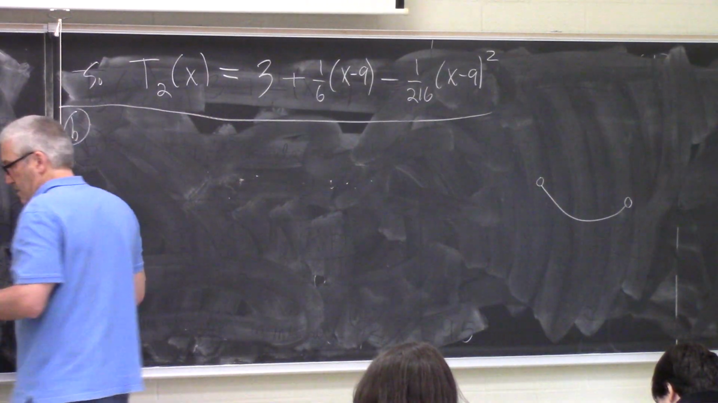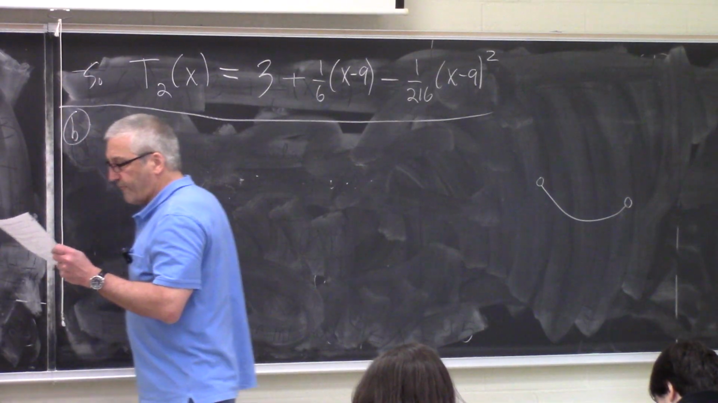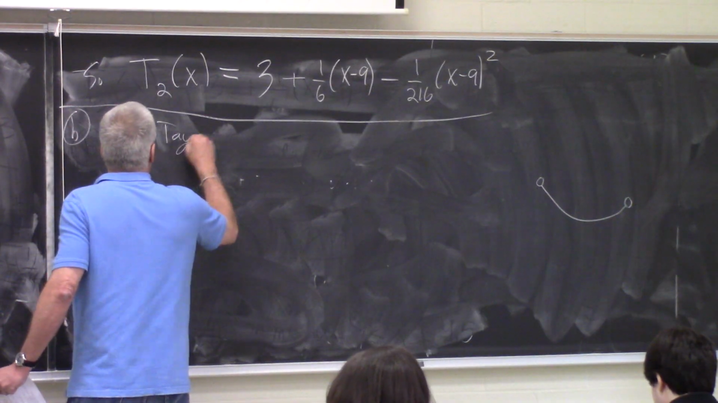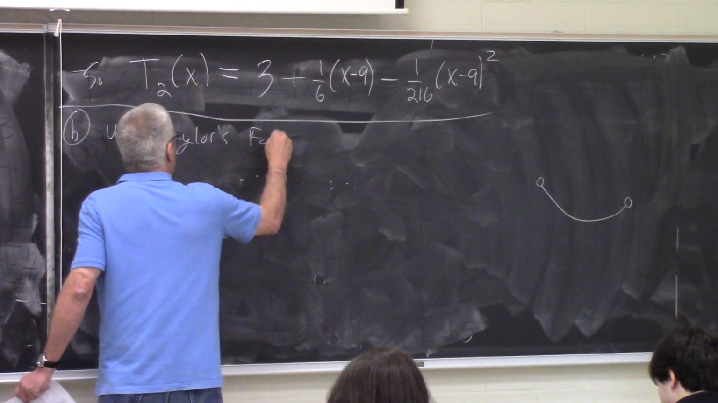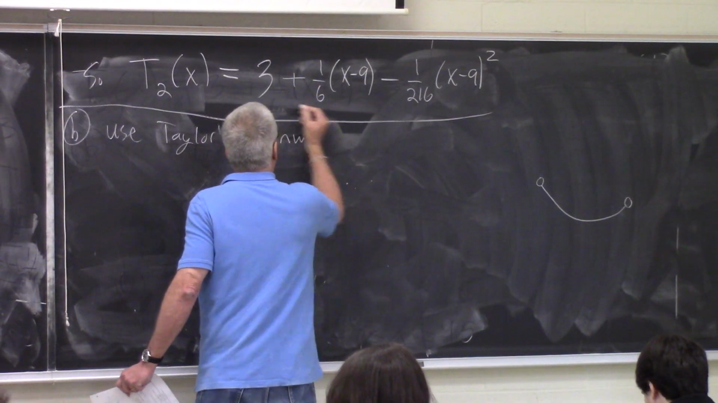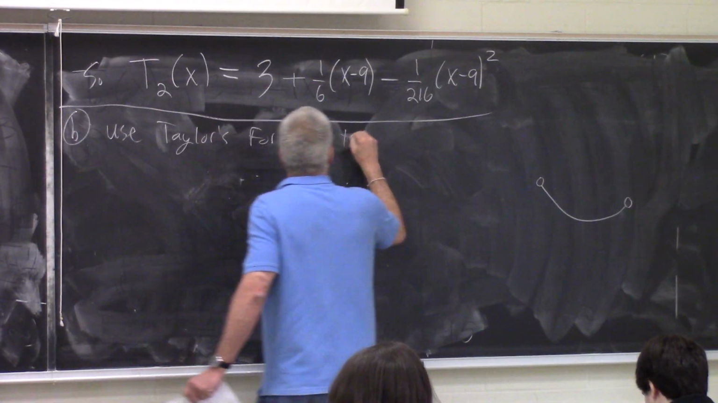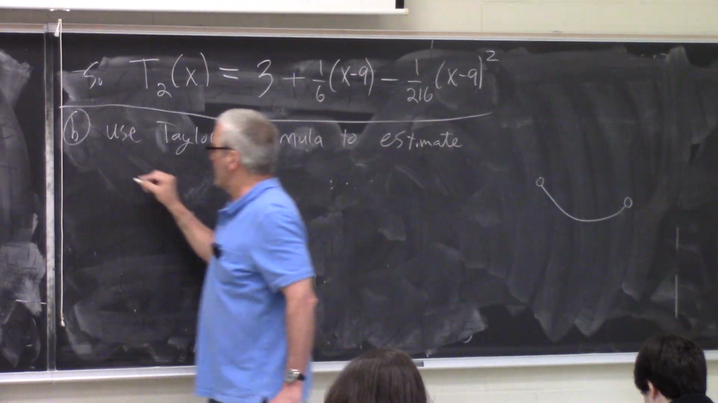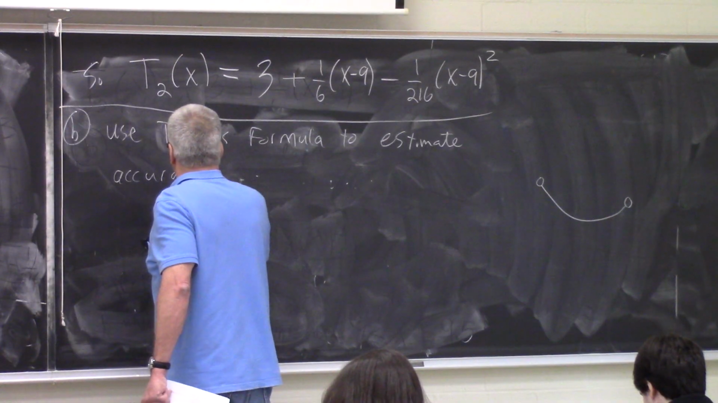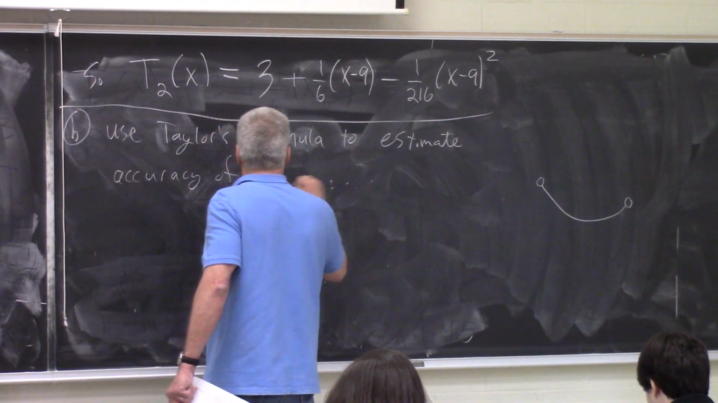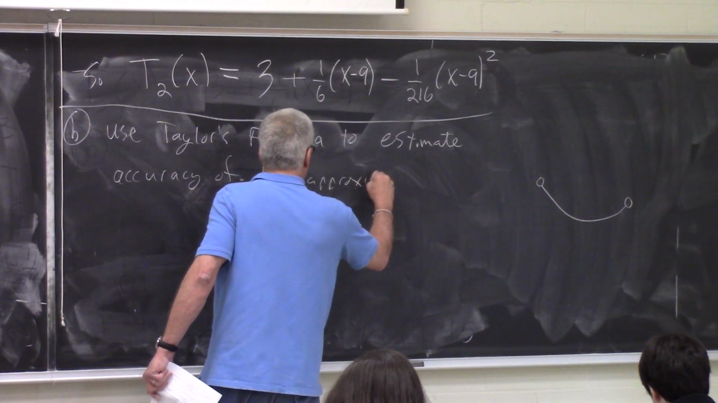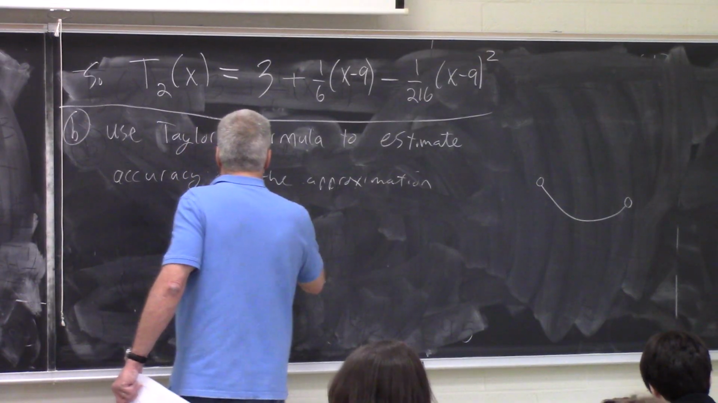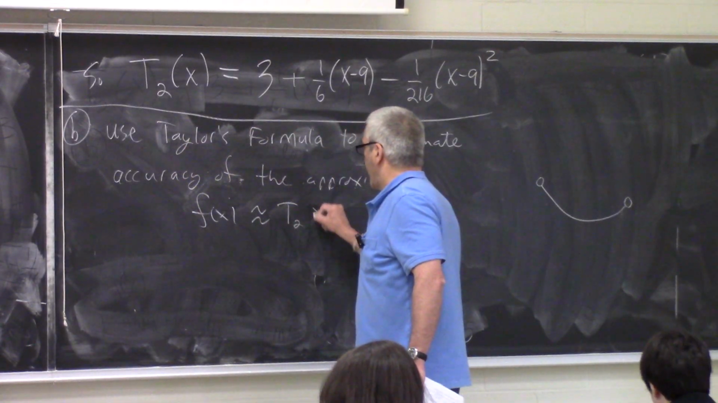Part B. Use Taylor's formula to estimate the accuracy of the approximation. The approximation is f of x is approximately equal to T2 of x.